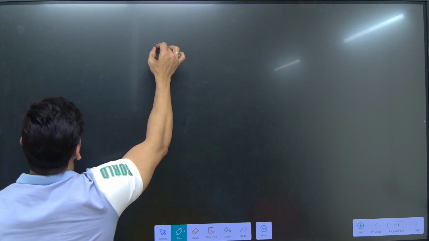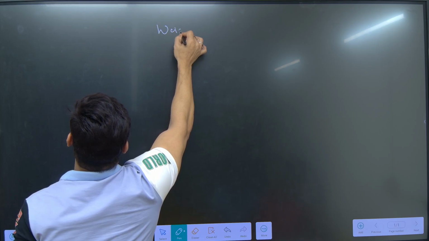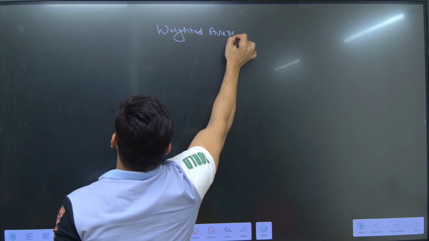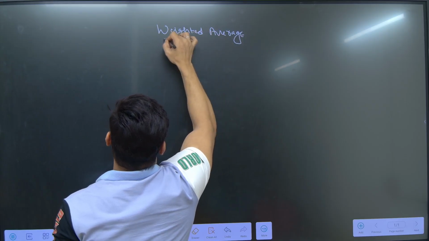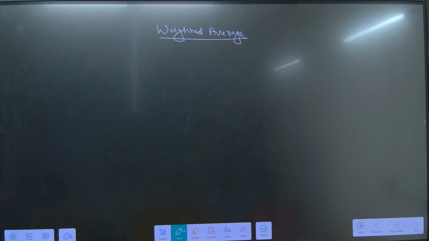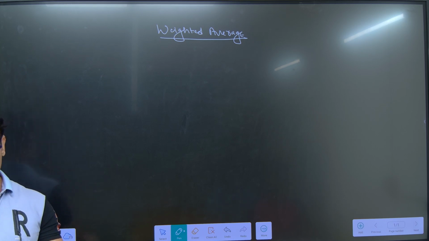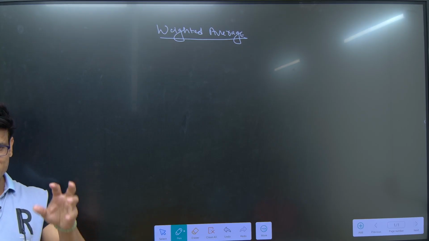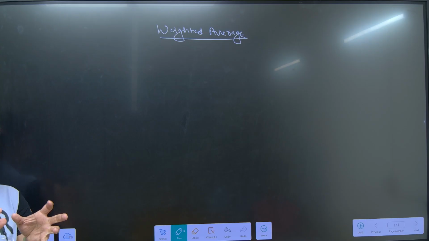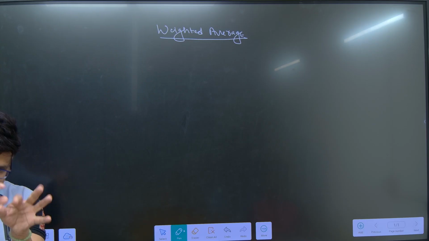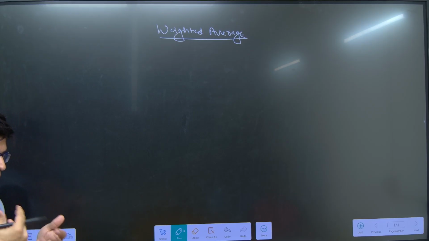Weighted average. So what is weighted average? It's basically average ka average. Right? Weighted average means two averages or more than two averages are given, and it's called average ka average, right? Two averages are given, so uska average kya hoga? And what is the meaning of why it is called weighted average?